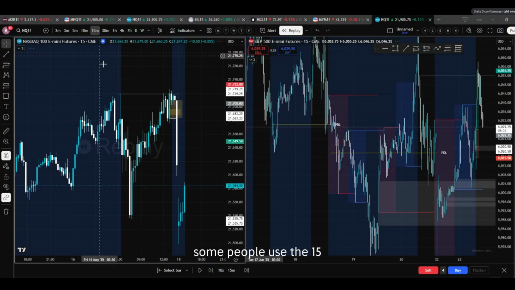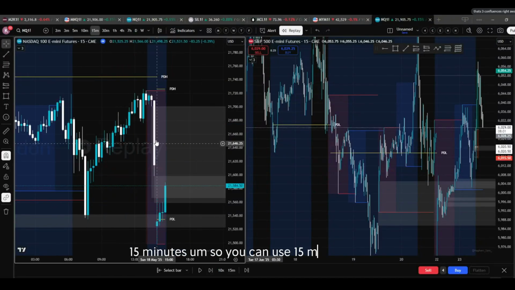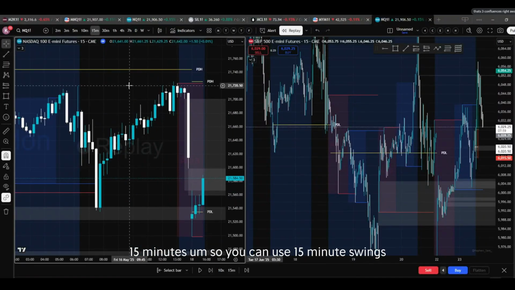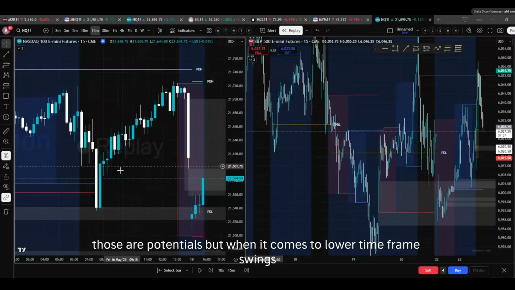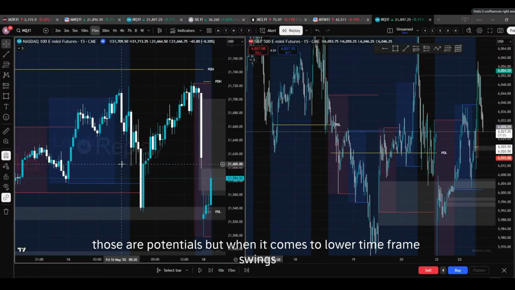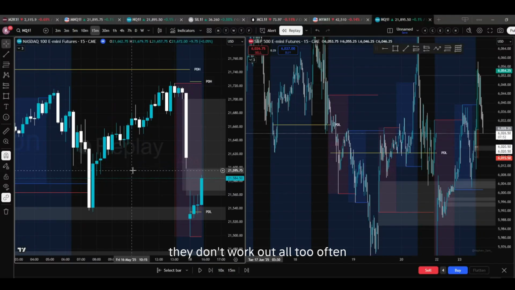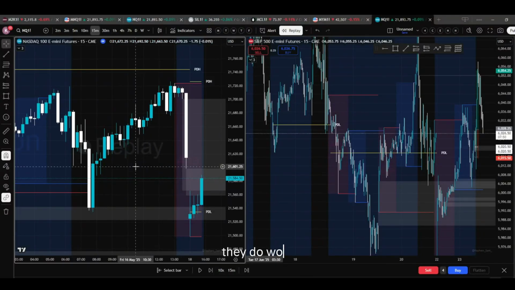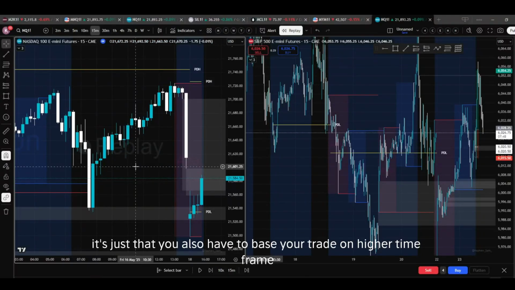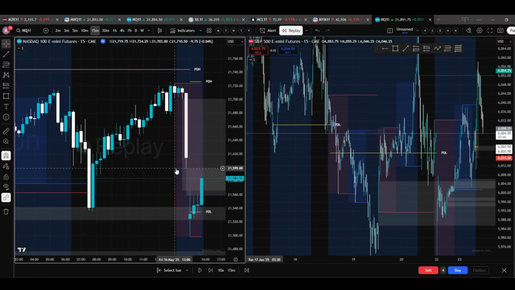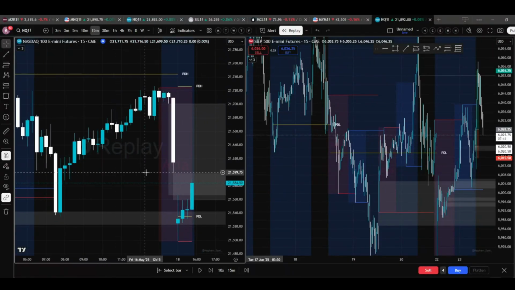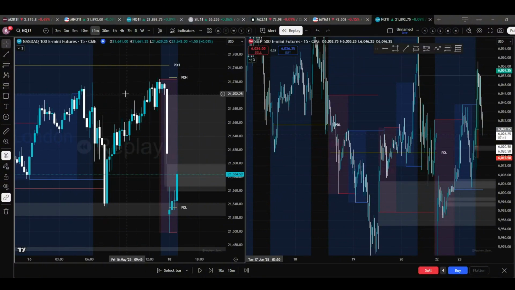Some people use the 15 minutes. So you can use 15-minute swings. Those are potentials, but when it comes to lower time frame swings, they don't work out all too often. They do work. It's just that you also have to base your trade on higher time frame. And if you can do this and just wait for this, you will be very profitable. That's all you need.